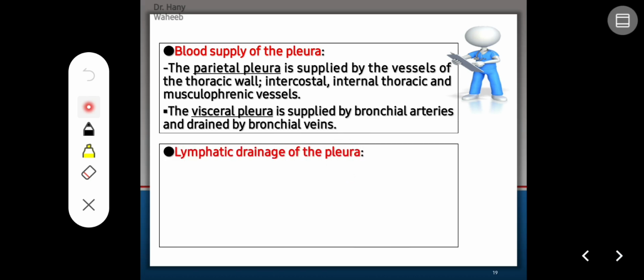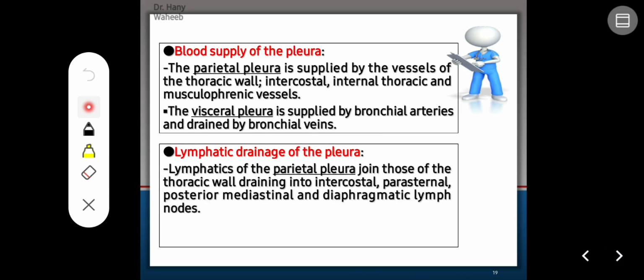Finally, the lymphatic drainage. Those of the parietal pleura are with the thoracic wall, those of the visceral pleura with the lung. So the lymphatic drainage of the parietal pleura joins those of the thoracic wall, draining into the intercostal lymph nodes, parasternal lymph nodes, posterior mediastinal, and the diaphragmatic lymph nodes. Intercostal, parasternal along the internal thoracic artery and vein, and the posterior mediastinal in the posterior part of the intercostal spaces, and the diaphragmatic lymph nodes.